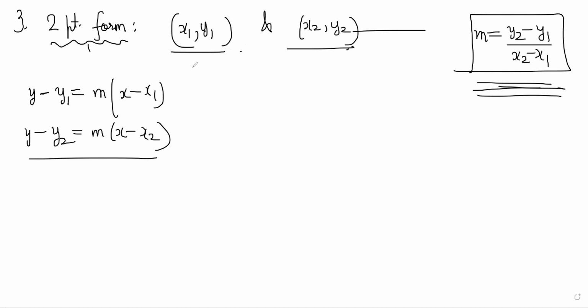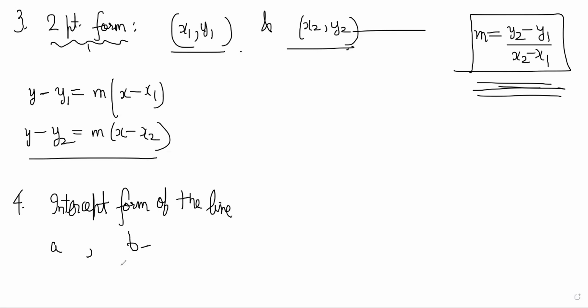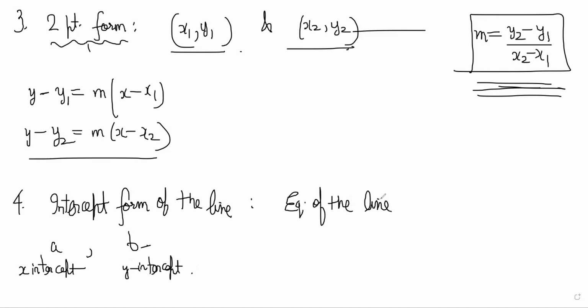Then there is an important form called the intercept form of the line equation. So suppose somebody gave you x-intercept was a, y-intercept was b. X-intercept and y-intercept is given to you, and you have to find the equation of the line. How will you do it?